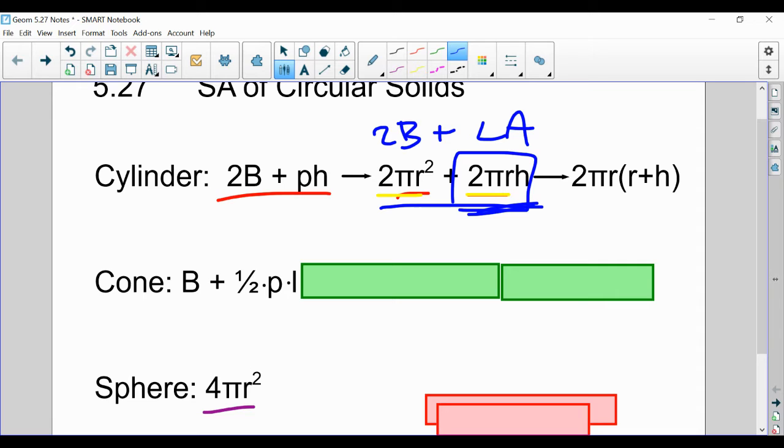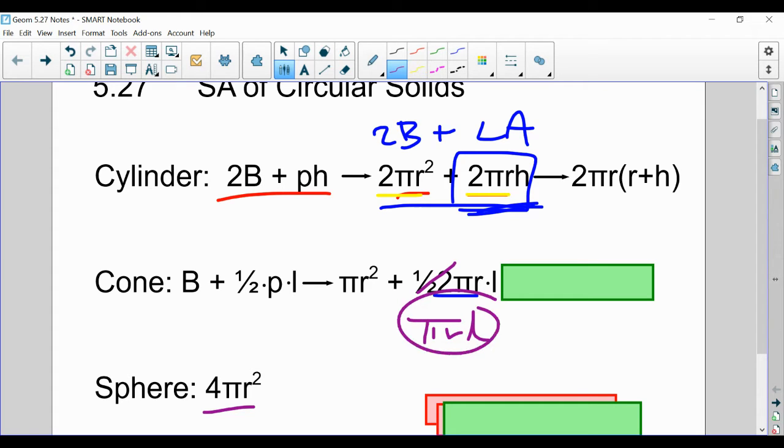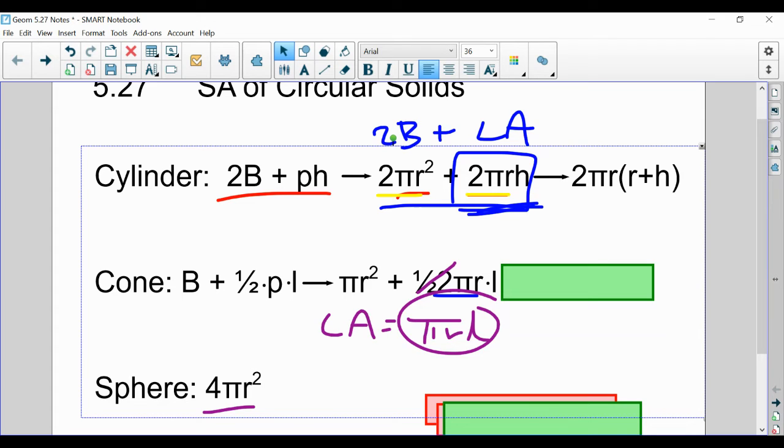A cone is a pyramid with a circular base. So my surface area formula of B plus 1/2 PL still applies. However, I can replace B with pi r squared because it's a circle, and I can replace P with 2 pi r because, again, that's the circumference of a circle. You'll notice that the 1/2 and the 2 will cancel out. So this pi r l is my lateral area of a cone.